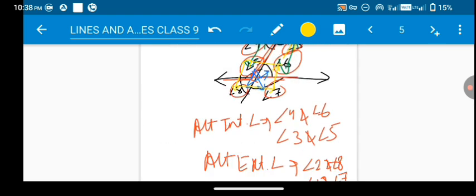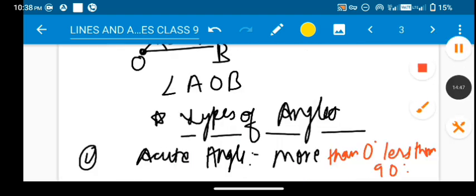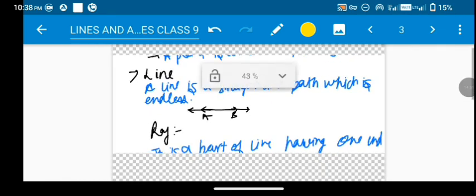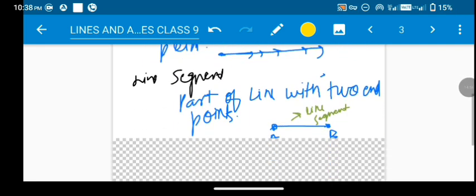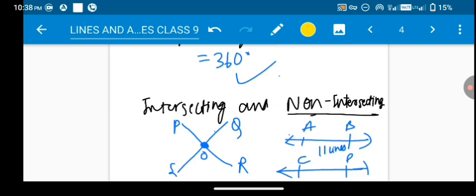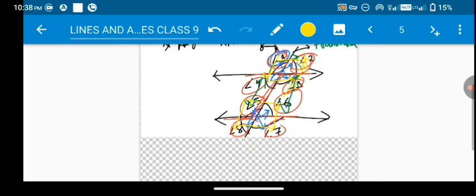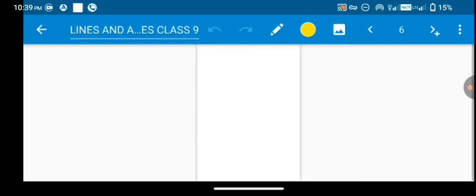So these are the pairs of angles we have discussed. What we have discussed in today's class: first we started with a point, then line, what is a ray, what is a line segment, how an angle forms, types of angles, intersecting and non-intersecting lines, some pairs of angles, and at last we end with the properties.